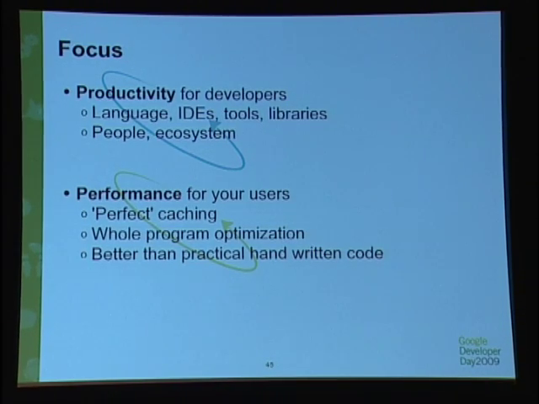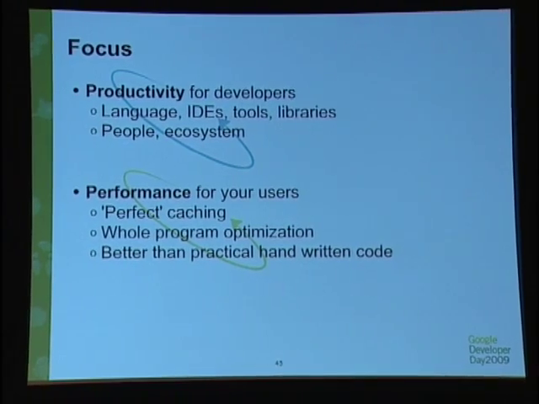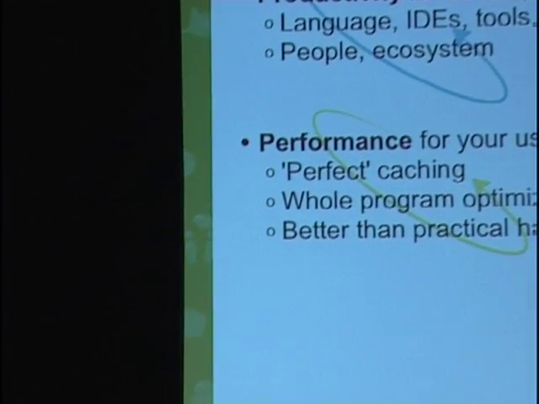So to summarize GWT, we focus on productivity for developers. But great languages, great IDEs, tools and libraries, people, just the ecosystem that is around Java, and performance for your users. Things like perfect caching, we'll get into, whole program optimization. Because we compile your application, we can look at the whole program and make optimizations that other libraries can't.